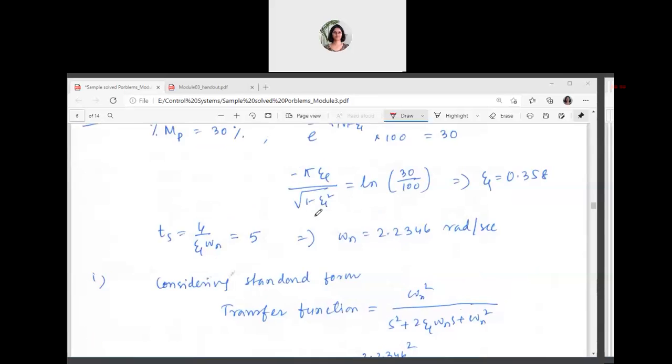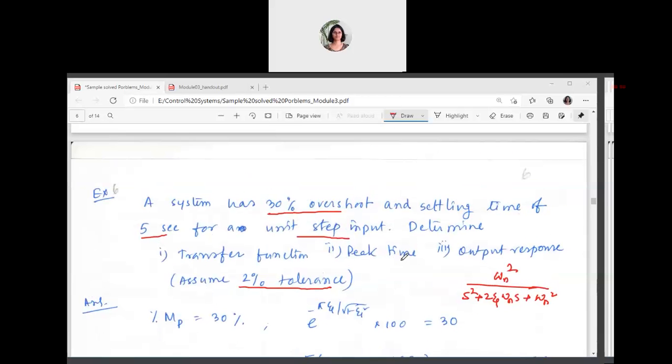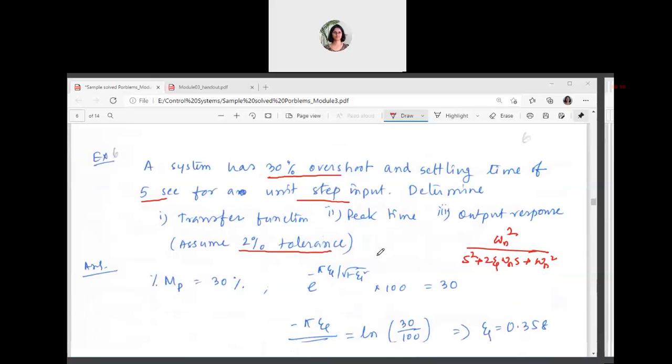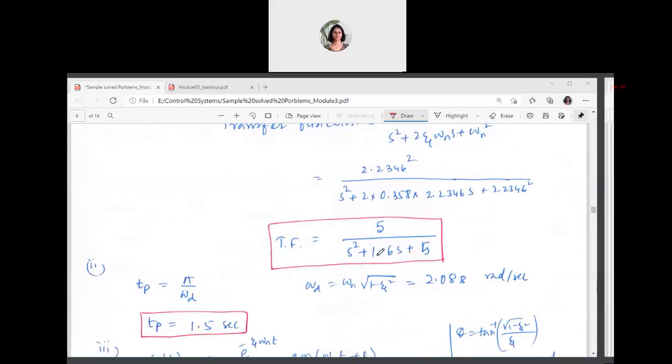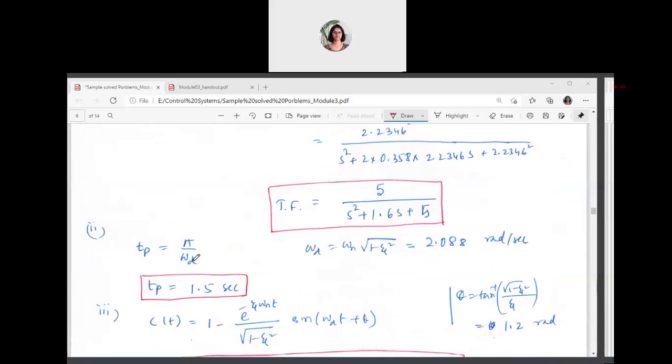Now the next thing they have asked here is, we have to calculate peak time and output response. So how do I get peak time? Peak time we have the formula, right? So peak time is equal to pi by omega d. So using this pi by omega d, you can calculate and substitute to get the peak time.